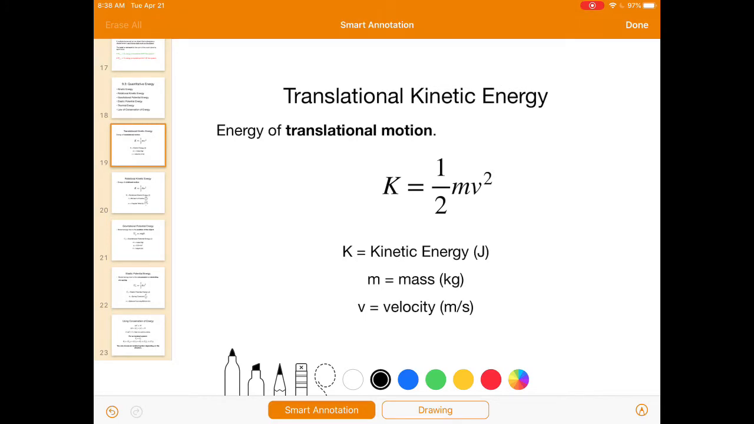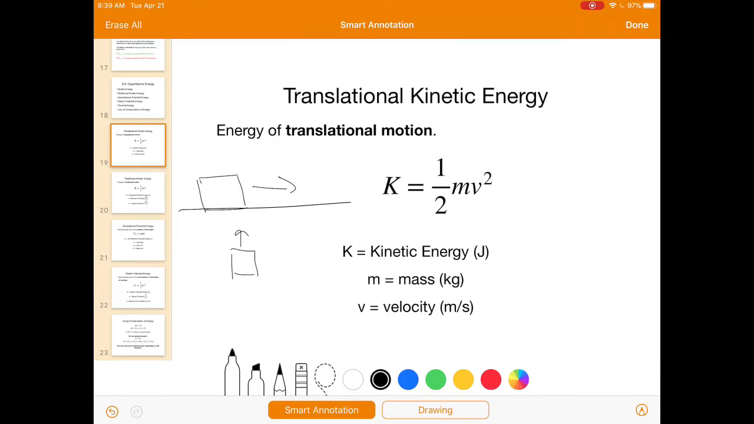First thing is translational kinetic energy. Now, we haven't seen that word translational before. All it really means, guys, is something that is moving across a distance. So that could be moving this way, that could be moving up. Anything that is moving a distance is translating. Now, translational kinetic energy is dependent on two things. It's dependent on the mass of the object and the rate that it's moving at, or its velocity.